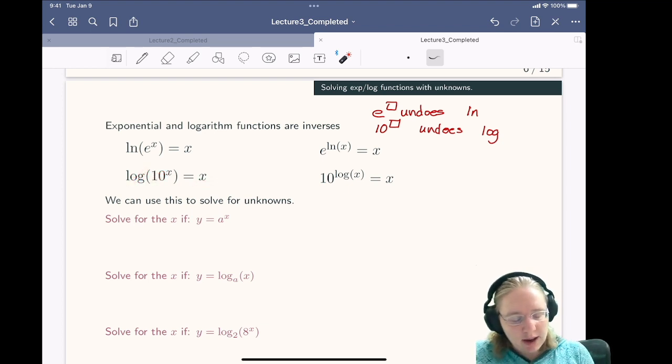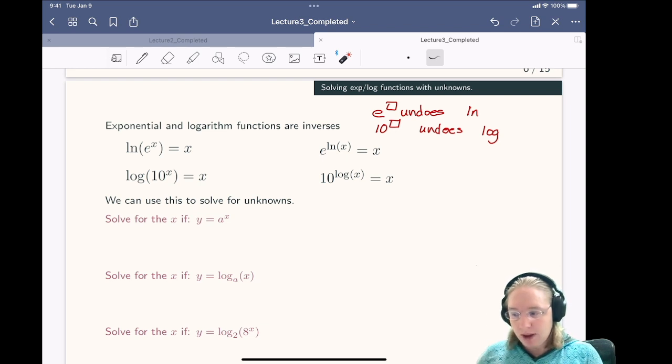All right. Similarly, we can go in the other way. We can take e to a natural log to cancel the e and the natural log, and this will just give us x. And we can take our common log and we can raise that to a power 10 to have the 10 and the log cancel, and we end up with x. Why do we care so much about inverse functions? Well, they help us solve equations.